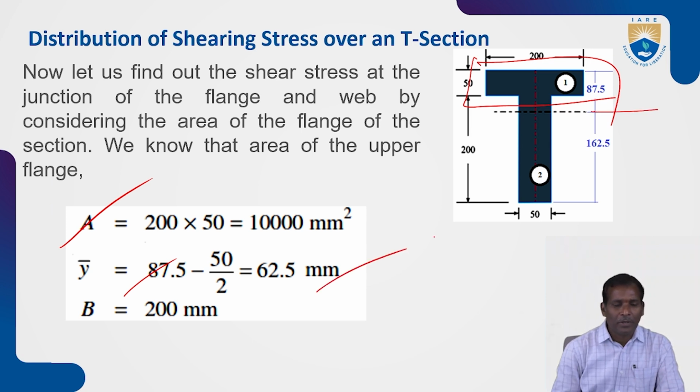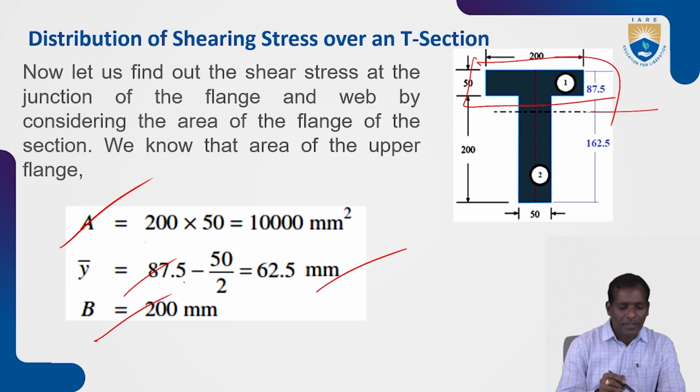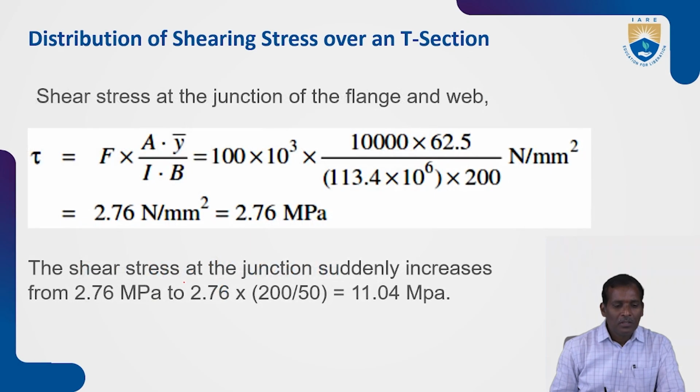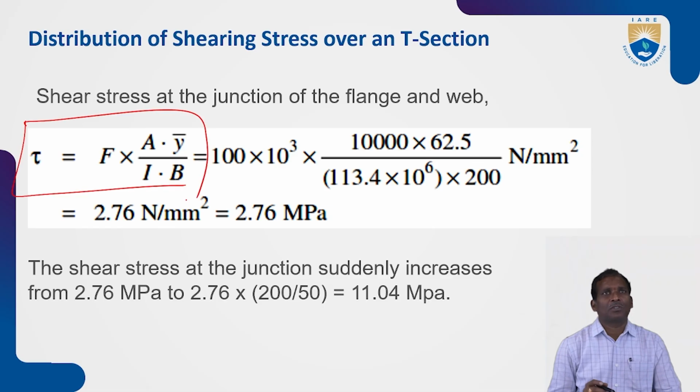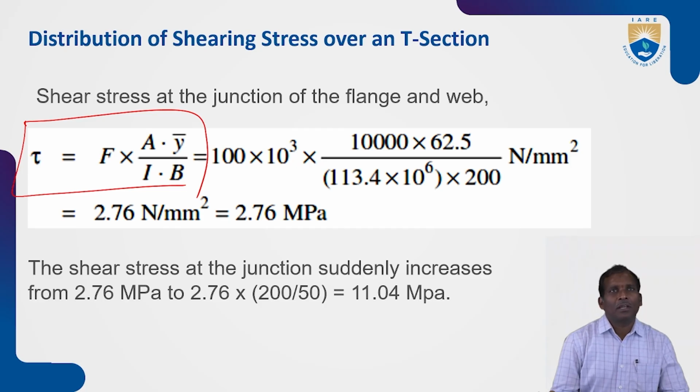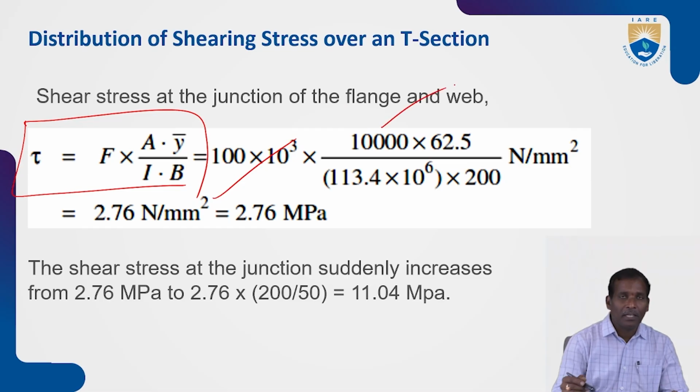So that is 62.5. We will get the width 200 mm. So shear stress at the junction of the planes. Now calculate flange and web. Apply this original equation. Shear stress is equal to force into A into y bar by I into B. So what is the force given in the problem? 100 kilonewtons. Substitute. Area already you calculated.